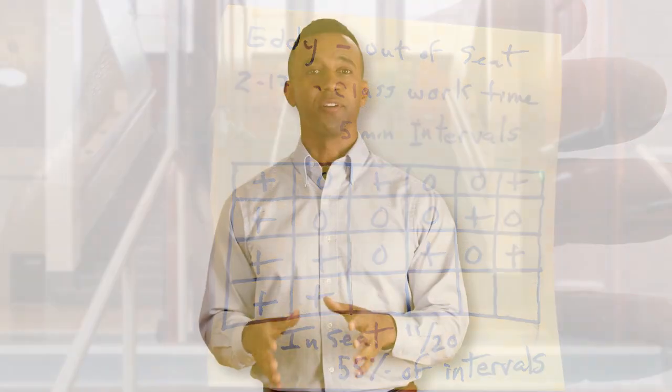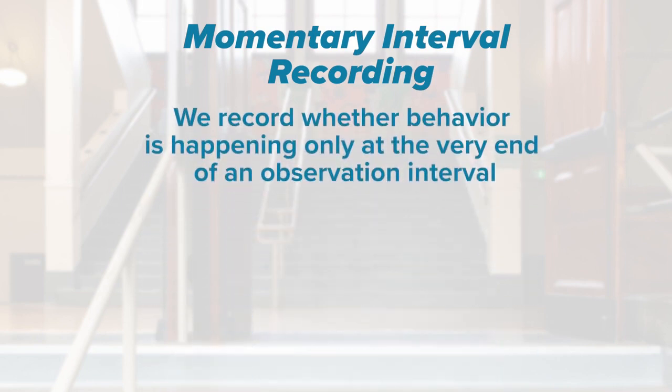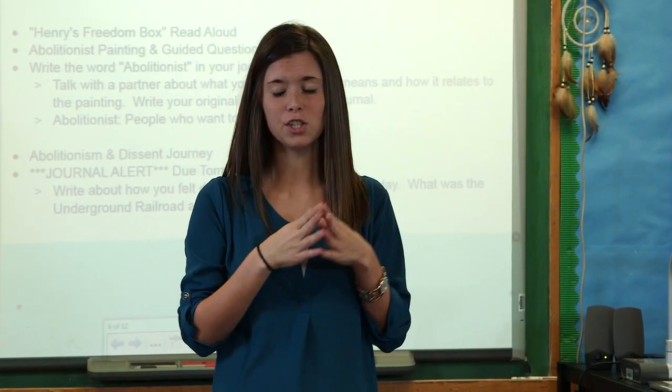If the behavior of concern is high rate or it happens frequently, then we can use something called momentary interval recording. With this method, the teacher records a plus if the behavior is happening right at the end of the interval. Even if it was happening throughout the interval, if it is not happening when the interval ends, the teacher records a 0. Let's watch the student intervention team thinking through momentary interval recording with the teacher.